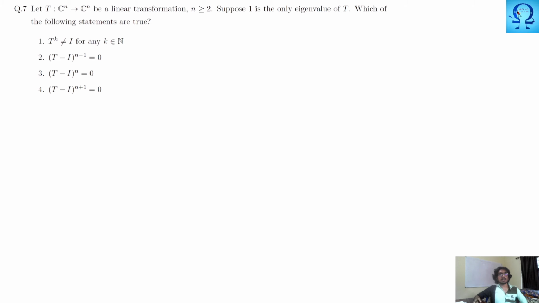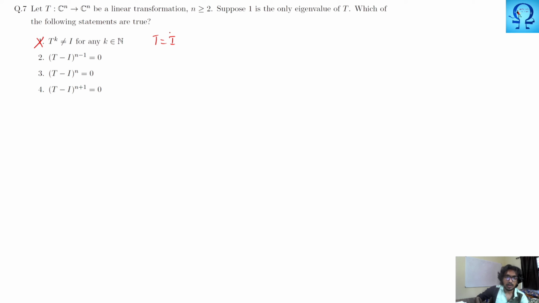Moving to the next question, we have a linear transformation T from C^n to C^n, where n is any quantity bigger than or equal to 1, and 1 is the only eigenvalue of T. Then which of the following are true? Option 1 claims what? T power k is not equal to identity for any k in N. Consider T to be the identity matrix. Then we are done, all the eigenvalues are only 1. So option 1 cannot be true at all.